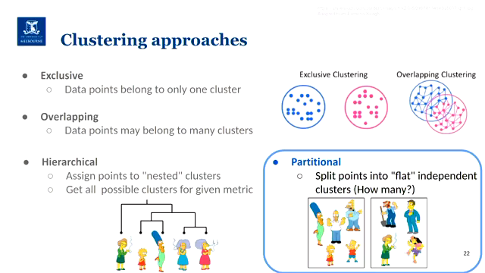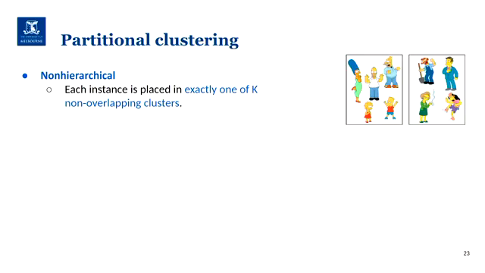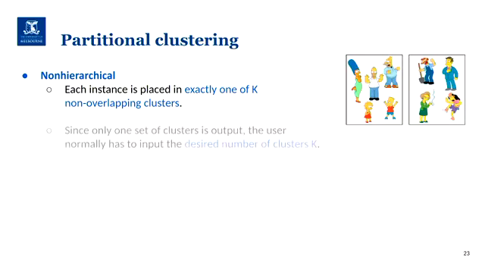So we're interested in splitting points into flat, independent clusters, and of course we need to answer the question, how many? Partition clustering in general is non-hierarchical, in contrast with hierarchical clustering, and each instance is placed in exactly one of k non-overlapping clusters. Since only one set is the output, usually the user is asked to provide the number of clusters k.